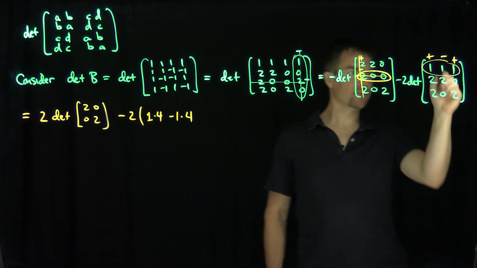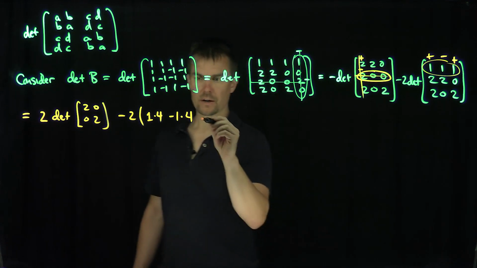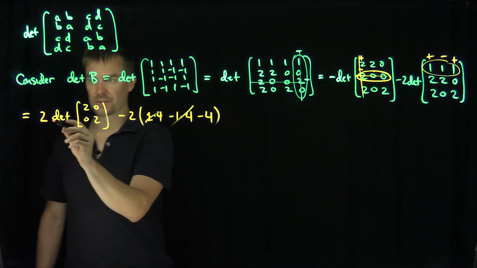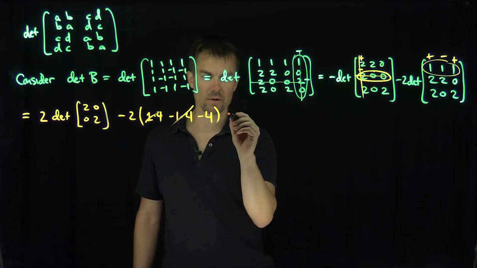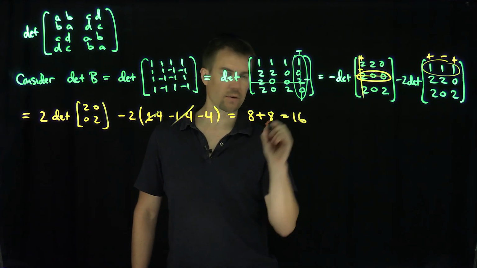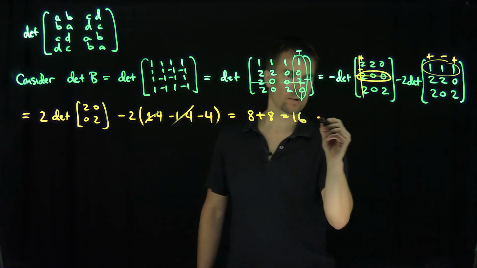And then finally, if I do this last row, I'm going to get another negative 4 over here. So another negative 4. Okay, so one of these 4s cancels out. That gives me, so this is going to be a 2 times 4. That's going to be an 8. That's going to be a 2 times 4. So this is going to be an 8 plus 8 over here. So the determinant of this matrix over here is 16. So the determinant of B is equal to 16.